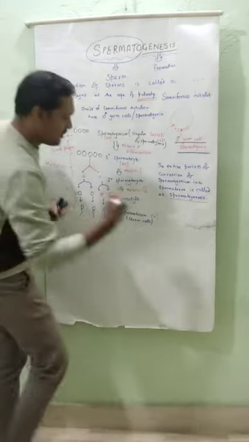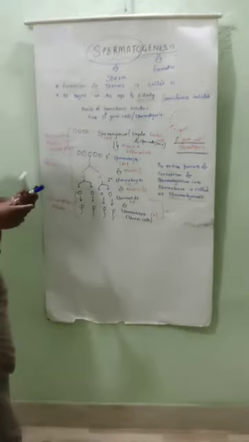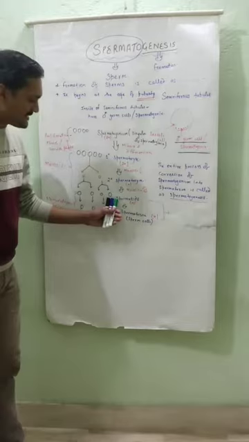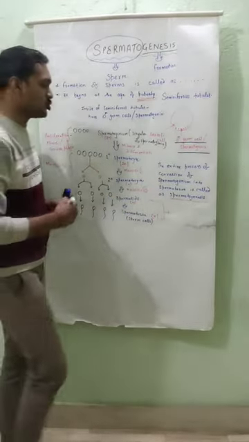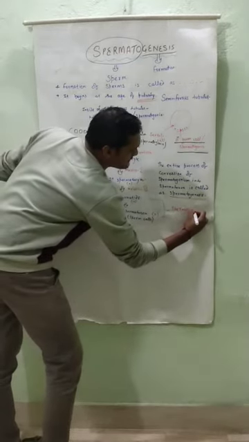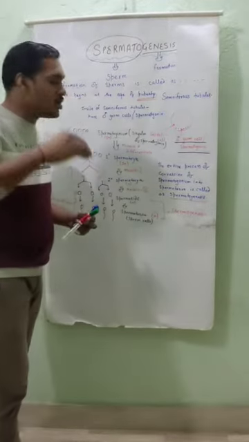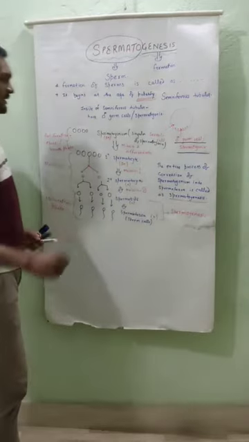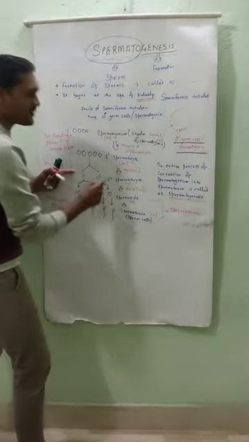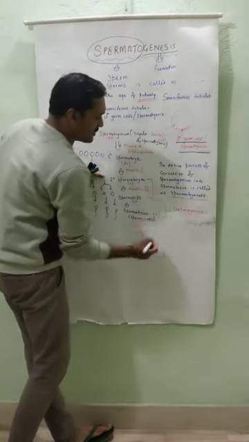The process of conversion of spermatids into spermatozoa is known as spermiogenesis. What is it called? It is called spermiogenesis. One more thing, the conversion of secondary spermatocyte into spermatids is also known by a particular term.